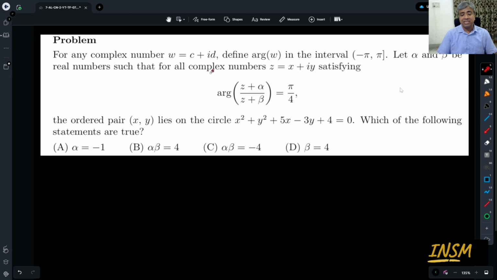It's one of the easiest problems that came in JEE Advanced, but the reason we are seeing it is because we should grab such problems and finish them off within a few seconds itself. So let's see this problem.